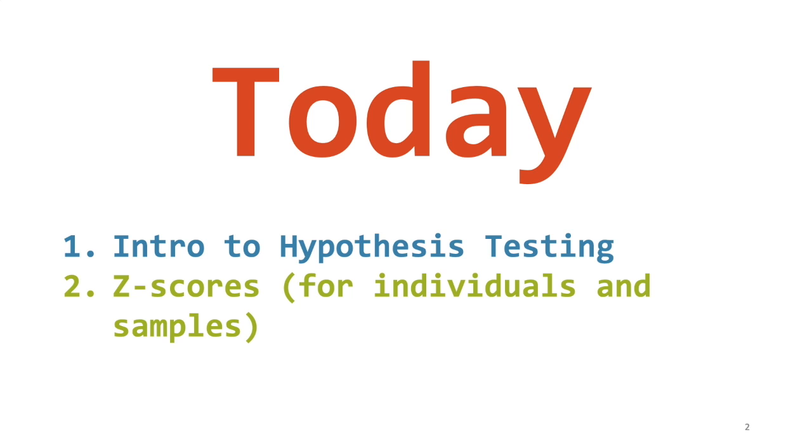Today we're going to be going into hypothesis testing. We're just going to introduce it, try to get you an idea of what it means. And then after that, we're going to talk a lot about Z-scores. We're going to talk about them in relation to individuals and to samples. We're going to talk about what that distinction even means and how Z-scores even apply to you as a researcher.